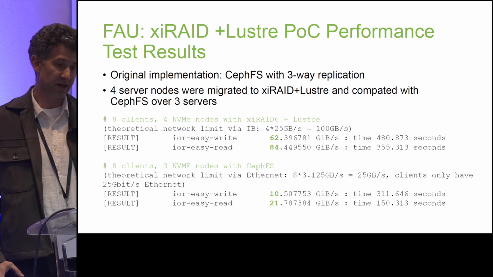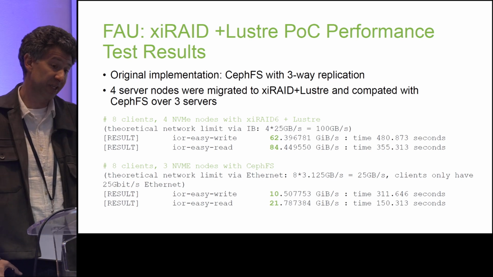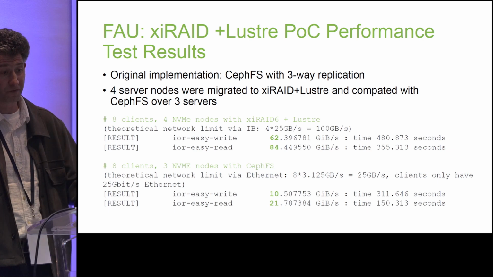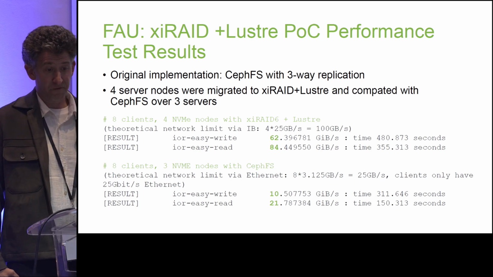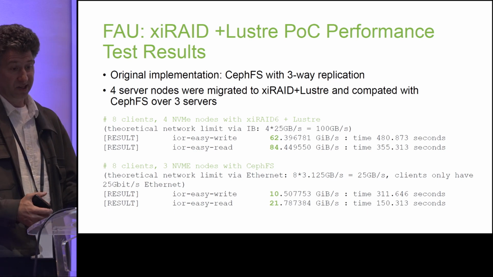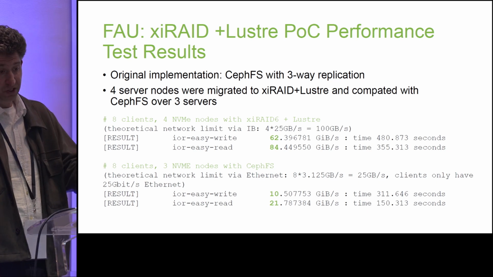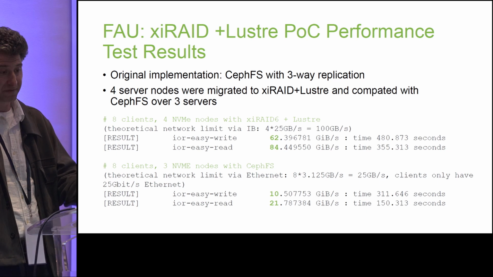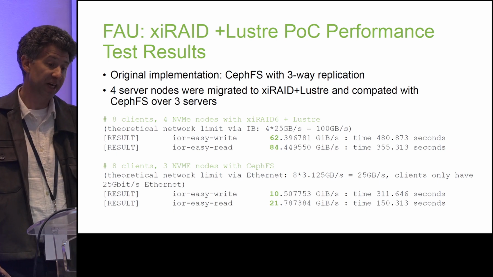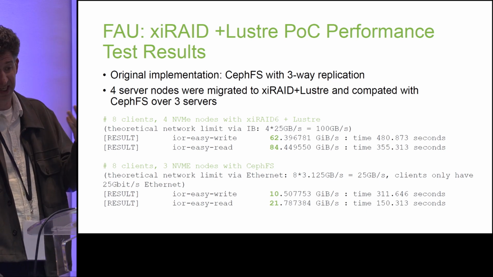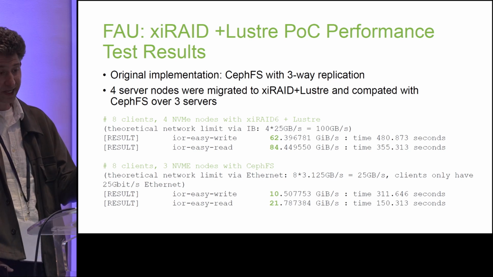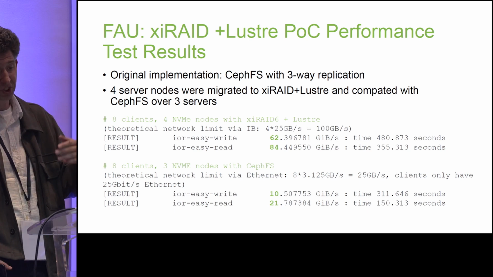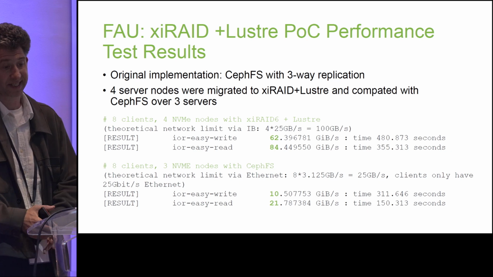And what could the partner demonstrate to the customer as a result of this use case? For the write test, we can achieve more than 60 gigabytes per second in comparison with Ceph's 10 gigabytes per second, which is 6 times more. And in read, we achieved 80, which is 4 times more than Ceph.